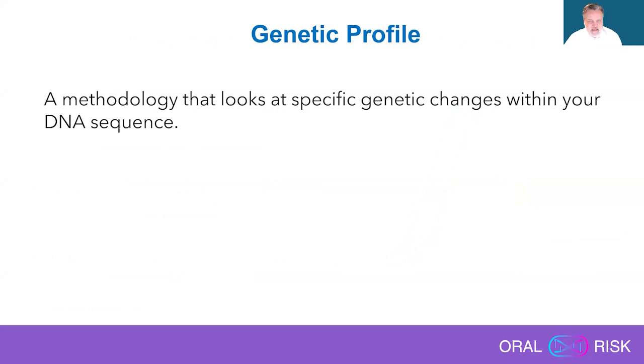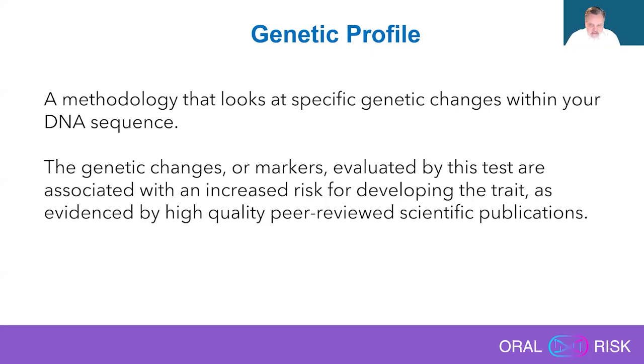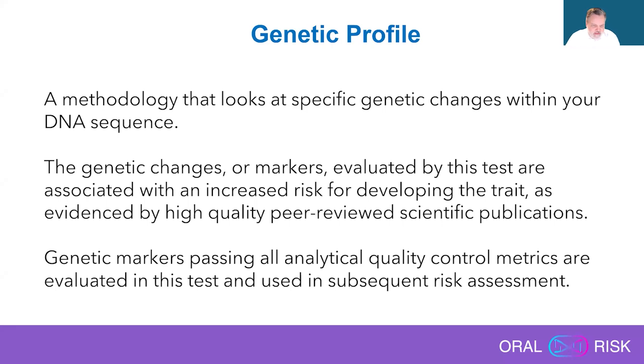So looking at the genetic profile, we developed a methodology looking at specific gene changes within that individual's DNA sequence. And like we said, these are mapped and published gene changes that have linkages to the diseases that we talked about. These are changes or markers evaluated by the test, and we look for the associated risk in developing that trait. And this is again supported by high-quality peer-reviewed scientific publications. The final thing is we've passed all the analysis and quality control metrics to evaluate this test, and we use it for subsequent risk testing.